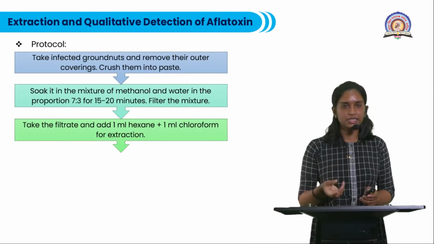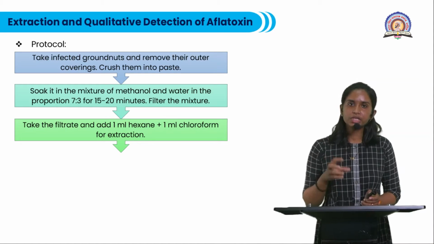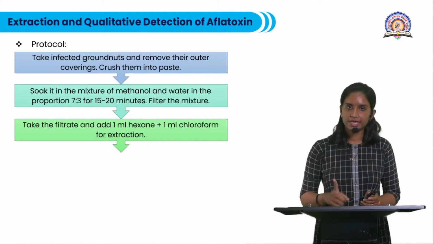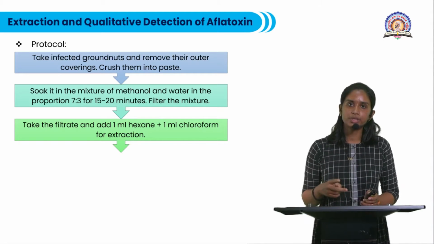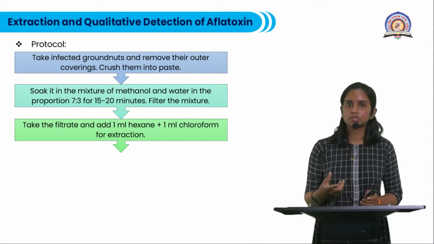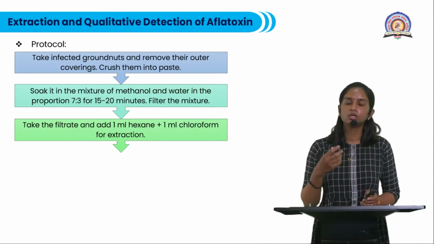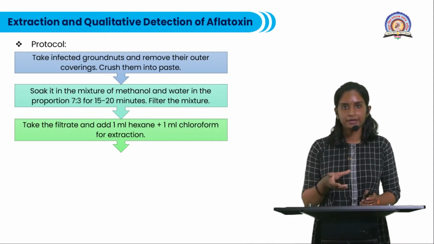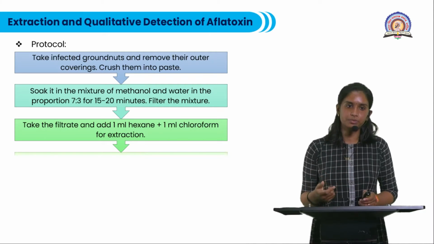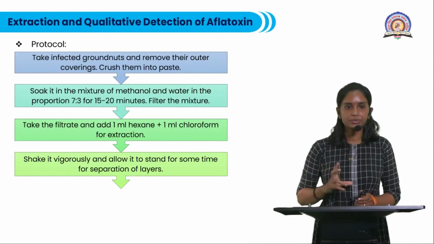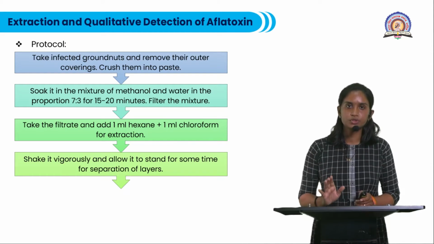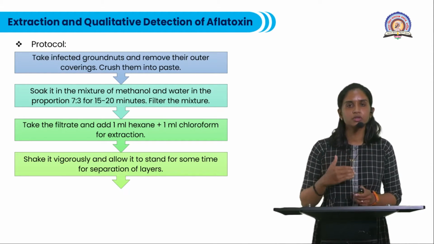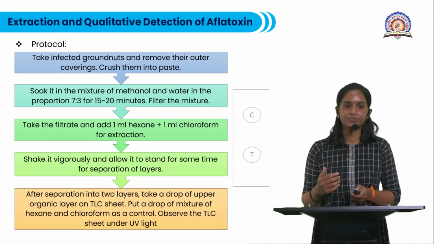After that, take the filtrate. In that filtrate, add 1 ml of hexane, which is going to remove the fats present in it. Second, add 1 ml of chloroform, because we have seen that aflatoxin is soluble in organic solvent. So chloroform will act as a solvent here in which aflatoxin will be miscible. Then shake the mixture vigorously and allow it to stand for some time so that the two layers of hexane and chloroform get separated.